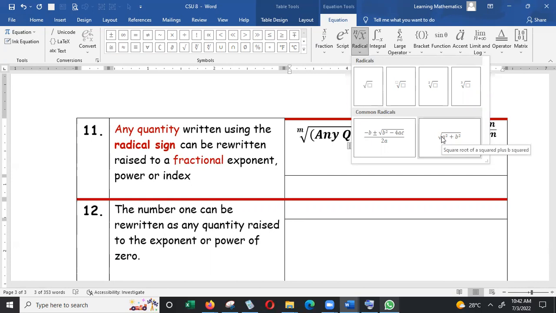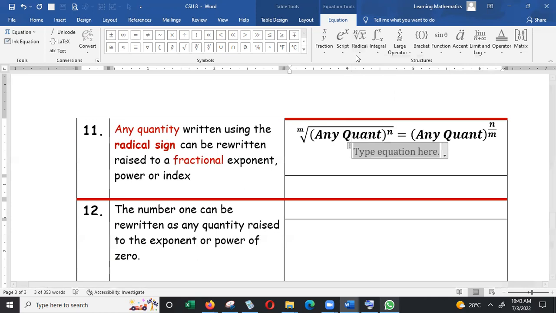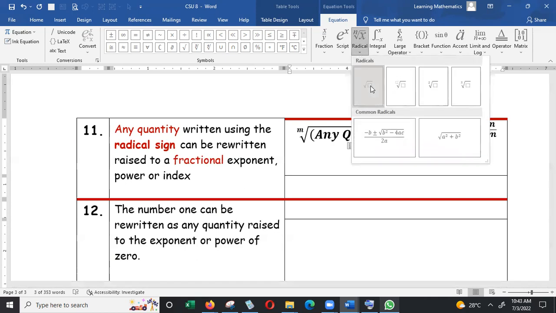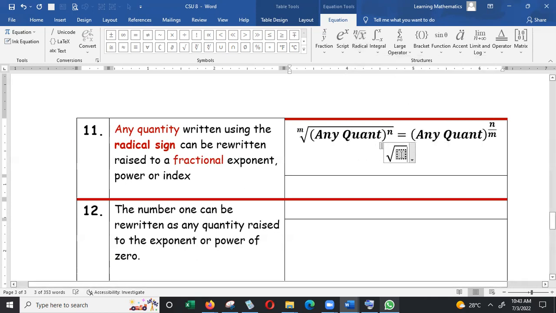Here you have common radicals, square root of a squared plus b squared. Here it is. Square root, there's an invisible 2. Look, the square root sign appears there. If you do not see a 2, you say square root. It's very common to say square root, because of the invisible 2 that is there. So let's say you have the square root of x.